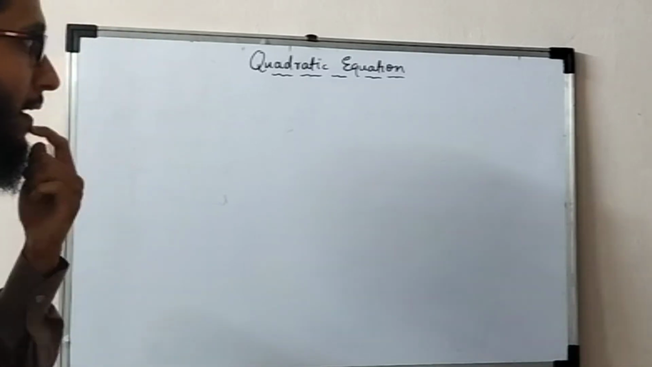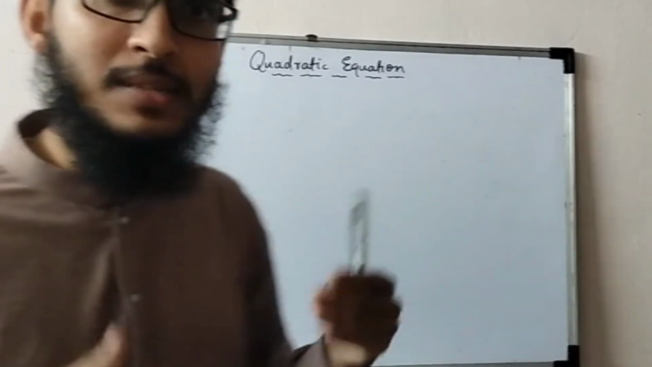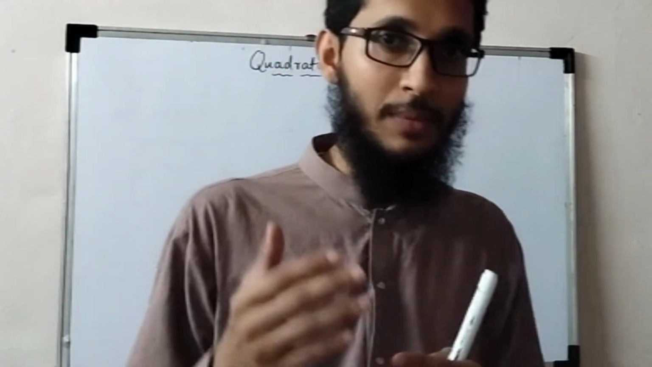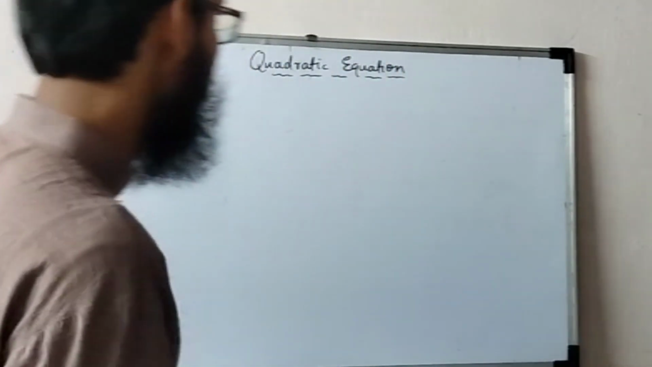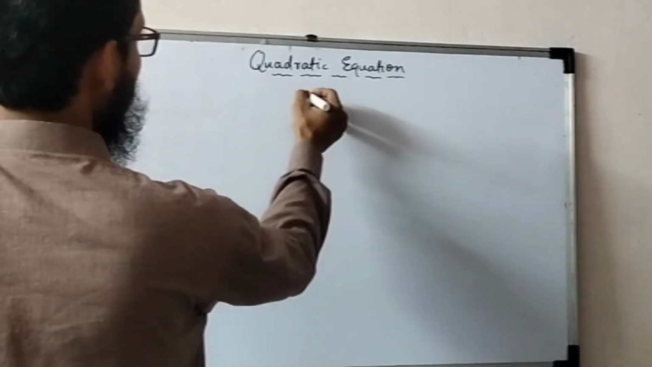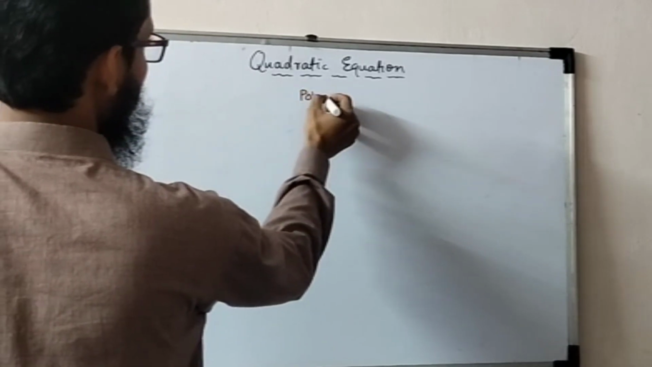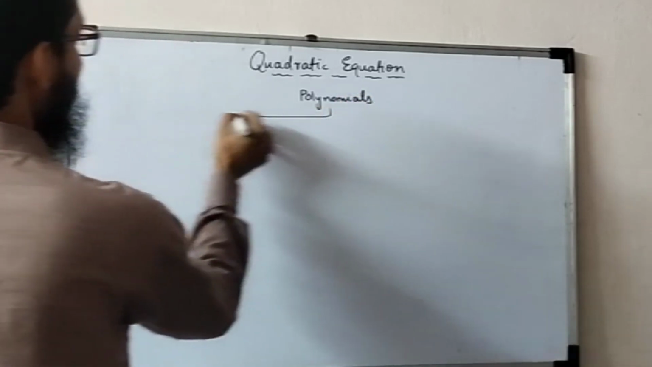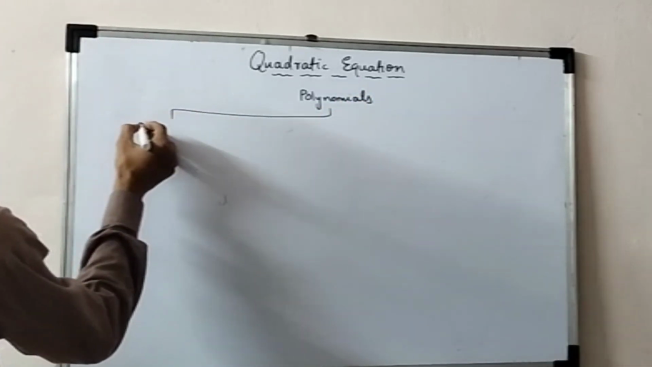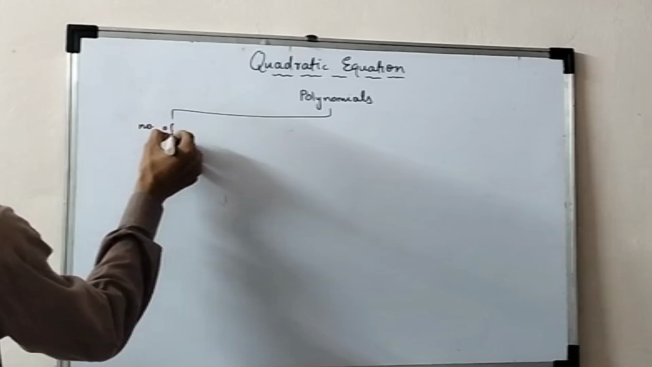So, what is polynomial and how polynomial is divided into different types, on what basis, what are the parameters, on the basis of the parameters, how polynomials are divided. Polynomials are divided into types. First, on the basis of number of terms.